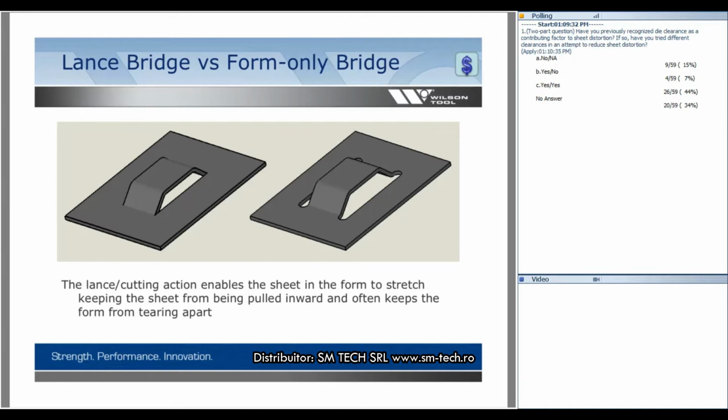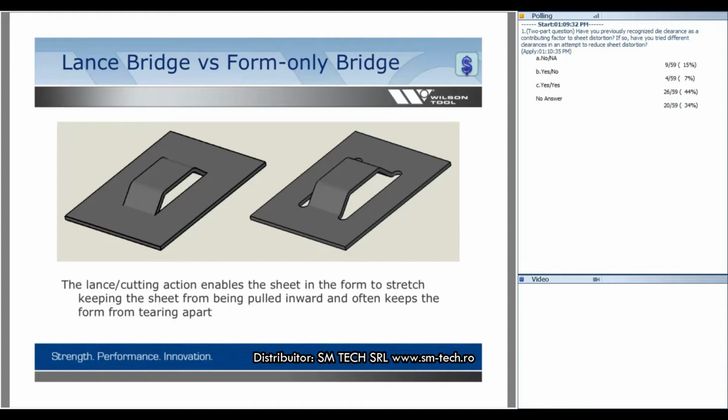This image on the left is a bridge lancing form. So the die is lancing the material, cutting the material, and creating the form. Where the form on the right, it's just a form only. So somebody pre-punched around the edges and then they're just lifting it up.